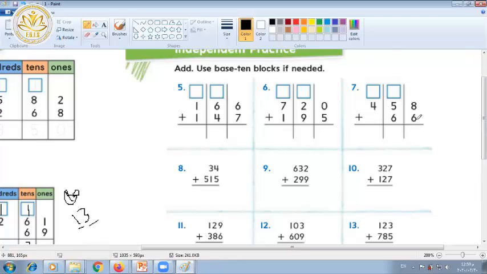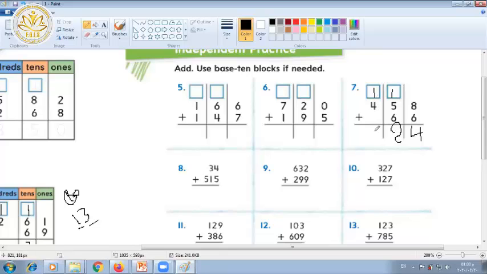Now 8 plus 6 equals, that's right, 14, and the 14 is 4 ones and 1 ten. 1 plus 5 equals 6, and 6 plus 6 equals, good job, 12. Now the 12 is what? It's 2 tens and 10 tens, and the 10 tens will make 100 in here.